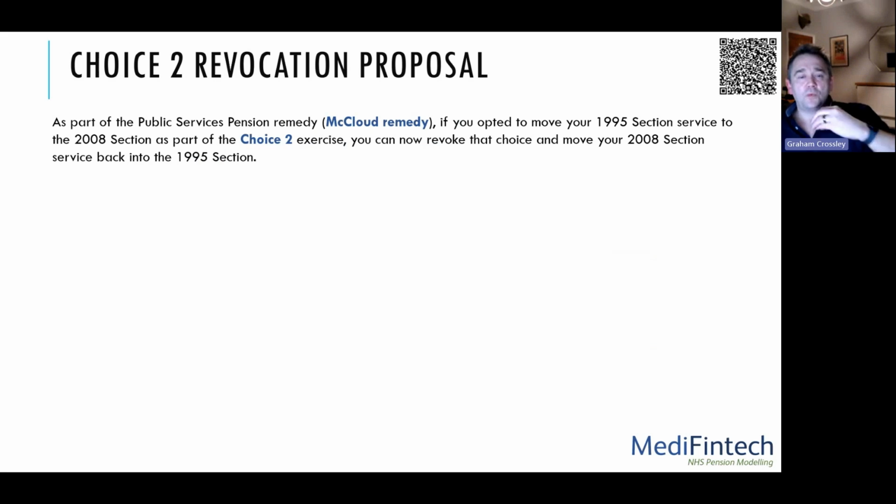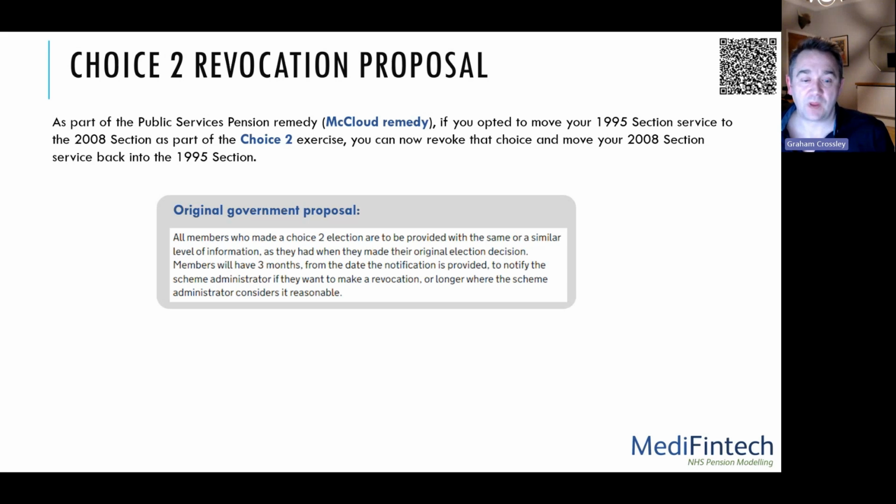Now, we've seen as part of the McCloud Remedy, this Choice 2 revocation proposal, whereby if you opted to move your 95 service to the 08 section only as part of the Choice 2 exercise, you can now revoke that choice. And they said within the proposal that all members who made this Choice 2 election will be provided with the same or similar level of information as when they had the original election, and you'll have 3 months to decide, or longer, where the scheme administrator considers it reasonable.